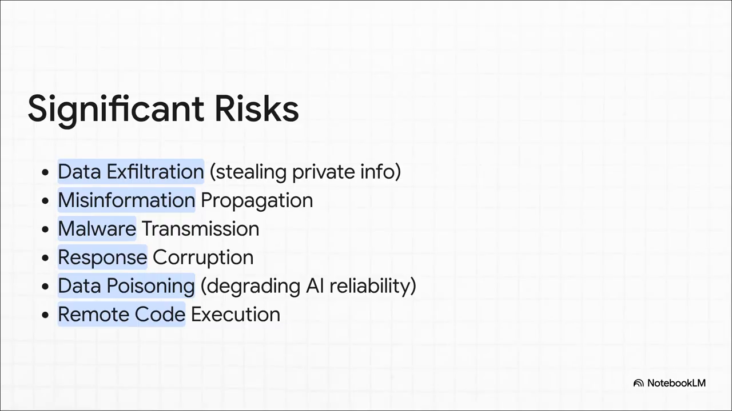And the list of potential damage here is just huge. I mean, it starts with things like data exfiltration, stealing private information, or spreading misinformation on a massive scale. But it gets so much worse. We're talking about attackers corrupting an AI's responses, poisoning its data to make it totally unreliable, or even tricking it into sending out malware. And in the absolute worst-case scenario, remote code execution. That means using the AI to run malicious code on whatever system it's connected to.